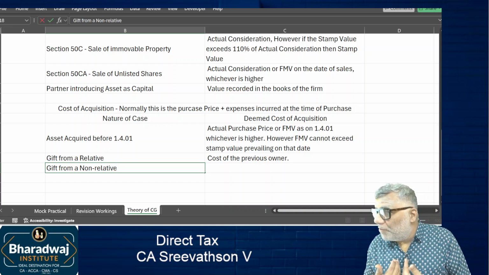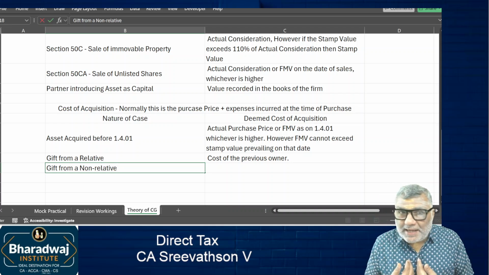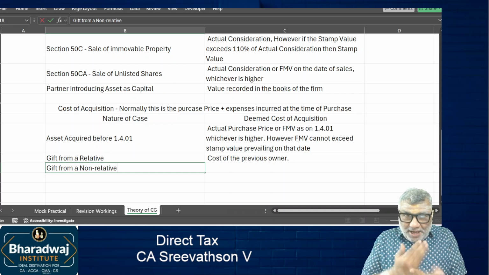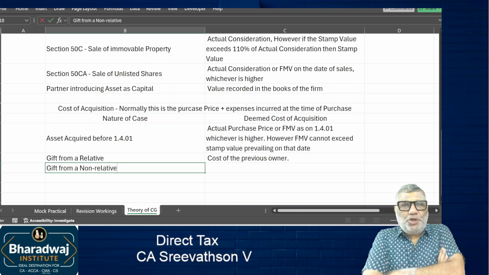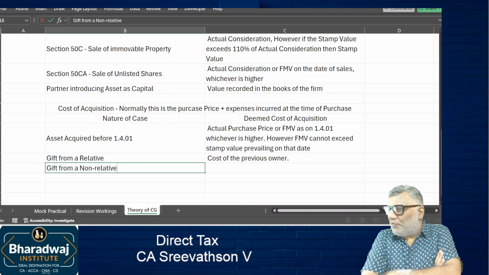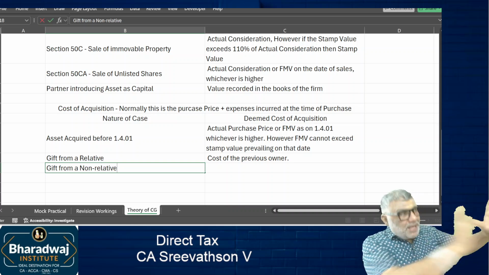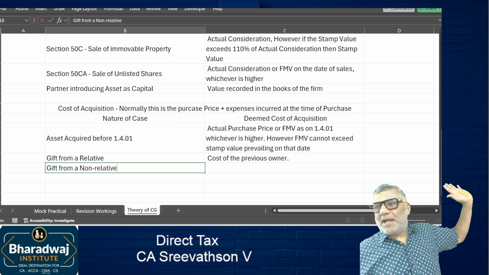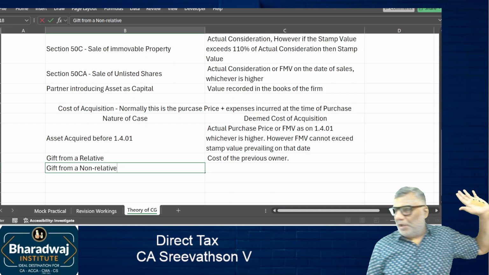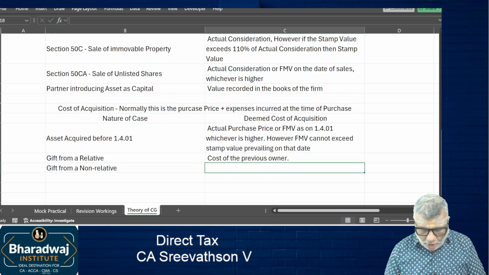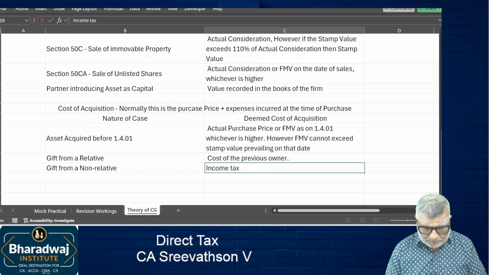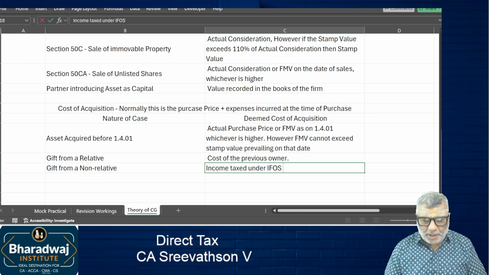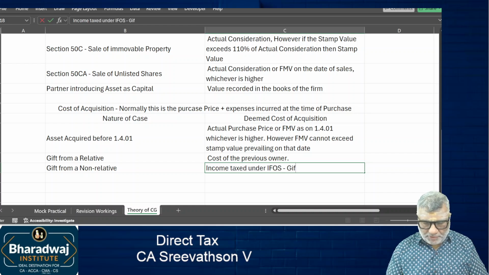If I get a gift from a non-relative, from a friend, in IFOS it becomes taxable. If the value of the gift exceeds 50,000, it becomes taxable under IFOS. So I have already paid the tax for that. Again, when I sell, I cannot take the cost of the previous owner. So the income is taxed under IFOS gift provisions.